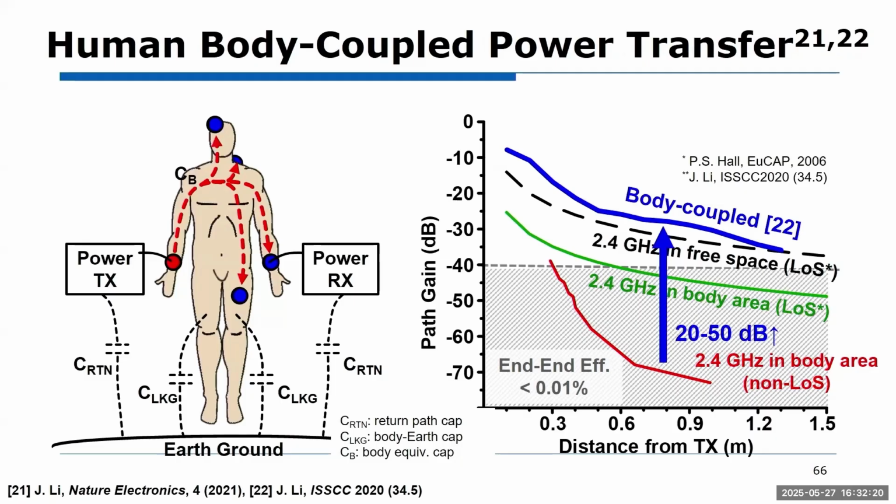By using the human body as a coupling medium for power transfer, we can boost the efficiency by around 20 to even 50 dB. There's no line of sight needed. So compared to RF on body, this is much more efficient. Of course, the downside is that because you're using the human body as the medium, both the TX and RX must be in contact with the body. But if this is a wearable, which is in contact with the body anyway, that's probably not a big problem.